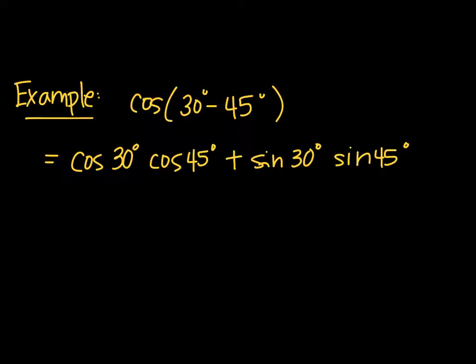And we should hopefully remember where those are on the unit circle. 45 is still the same place, 45 degrees. 30 is the same as what radian?